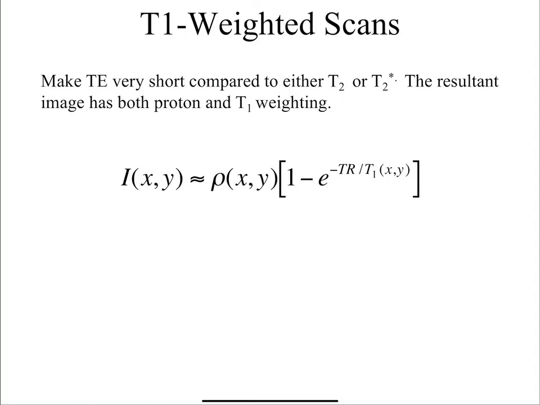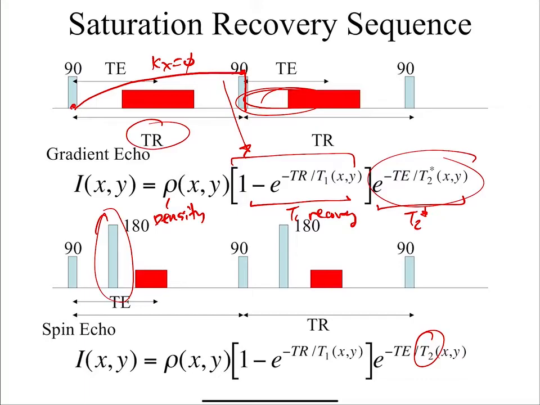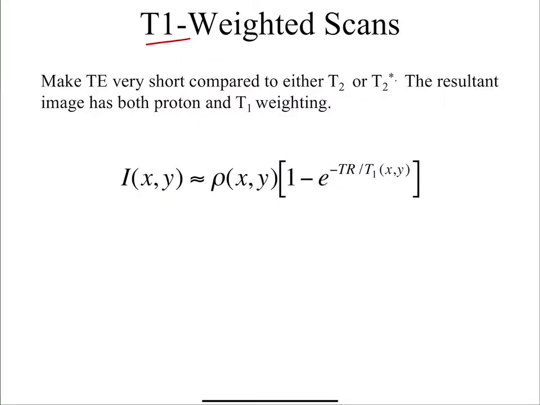So if I want to get rid of this T2 star, T2 prime, T2 term, what should I do to the echo time to make this term go away? I want this term to go to 1. So what should I do with the echo time? Do I want TE very small or TE very big? Right. Ideally, I want to make it 0. Okay. So for a T1 weighted scan, we want to make echo time very short so that that term goes away. And we're just left with this density and the T1 term here.